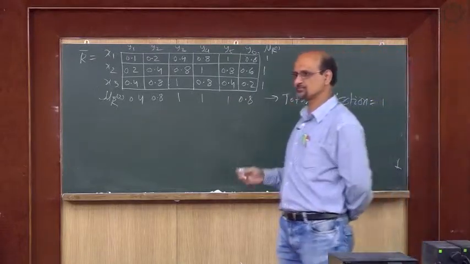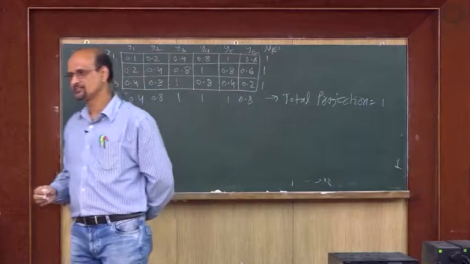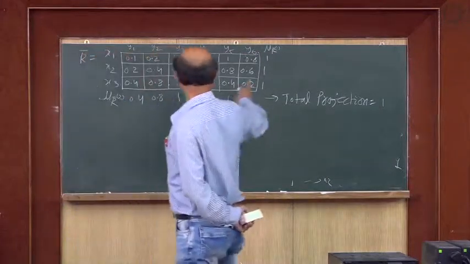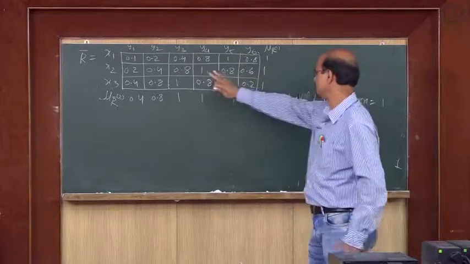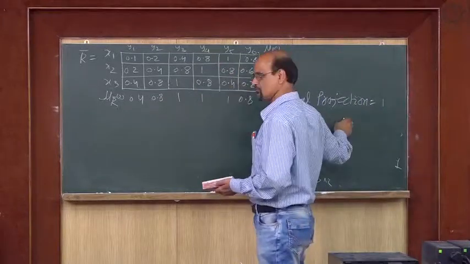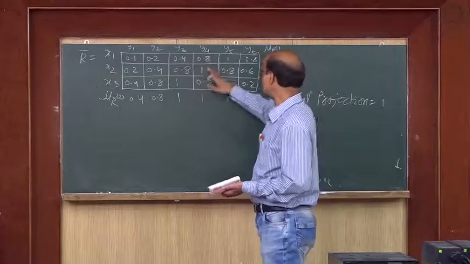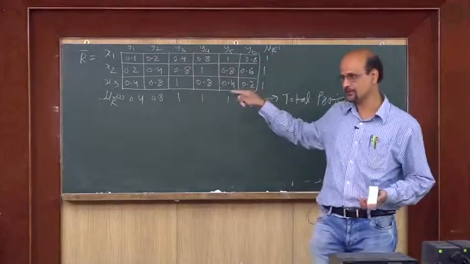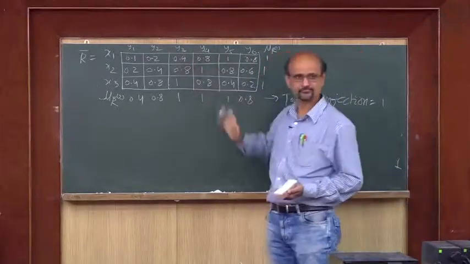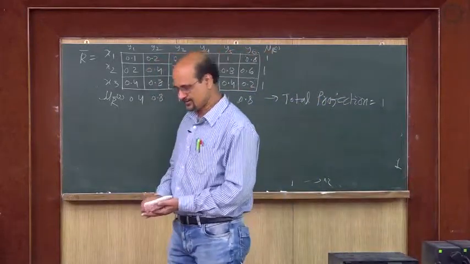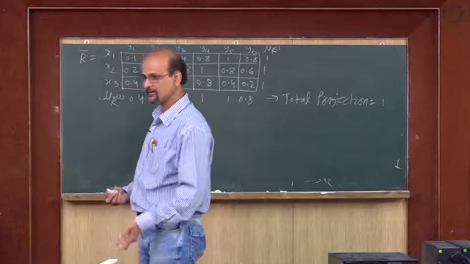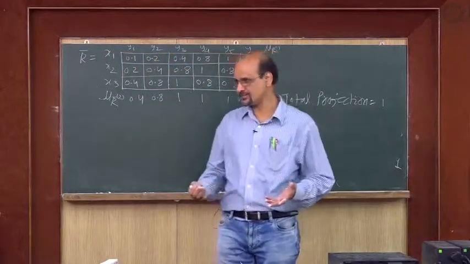So, this is your total projection. In this way, I can find the first projection, second projection and total projection for any given relation. By chance, here it is coming 1. It depends upon what the membership values are in the relation. Very easy. Now let us take relations and find intersection and union. That is also very easy.